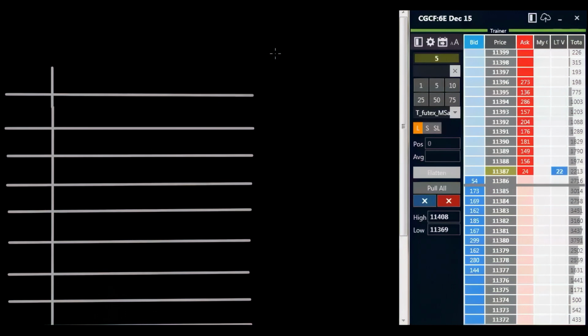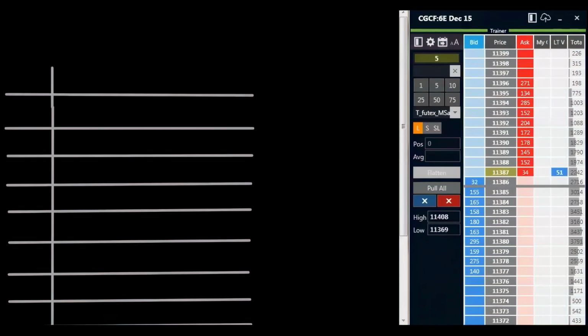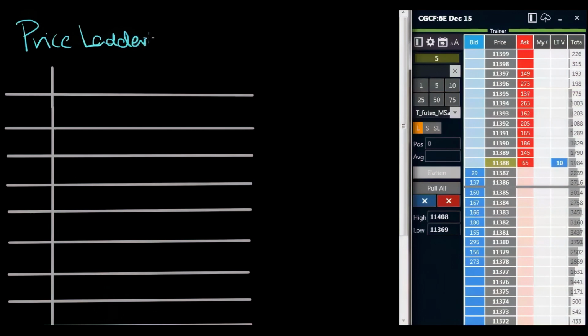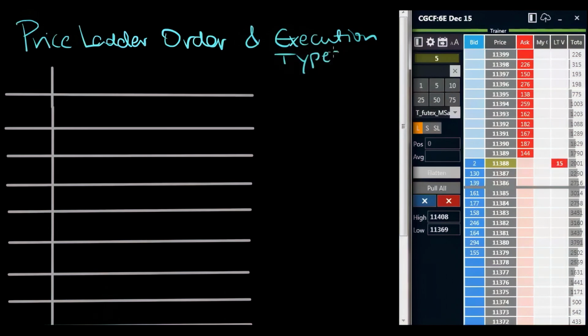Some of these you'll be able to use on your Futex live trading platform. Some you won't yet. But in any case, it's important to know them and be aware of them because they are taking place in the marketplace at all times and every single day. So first and foremost, what we're going to be going through today is, like we said, price ladder order and execution types.